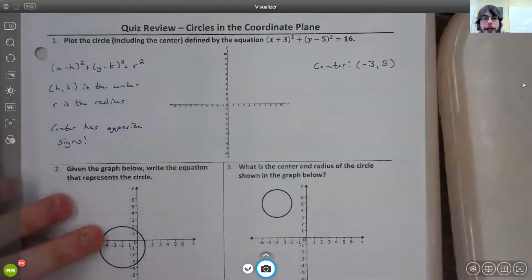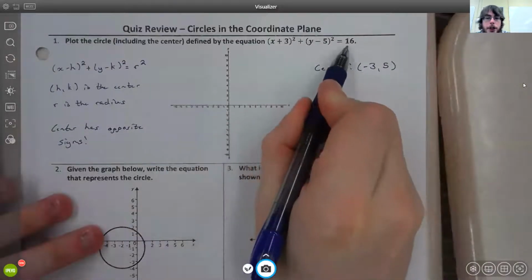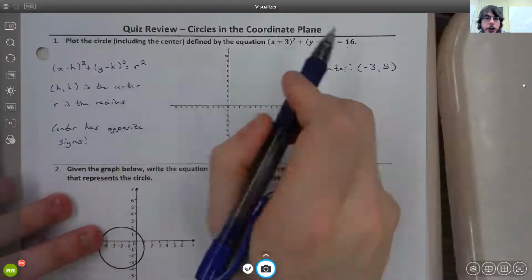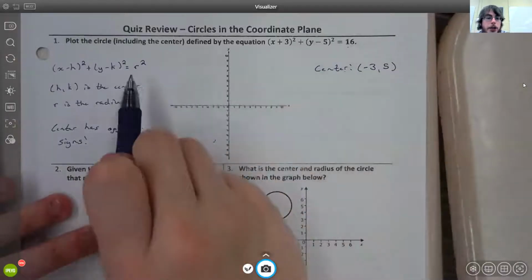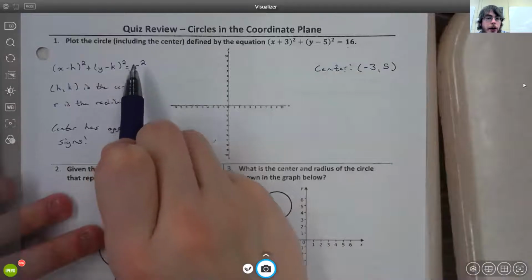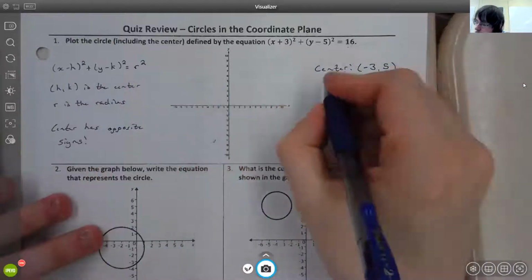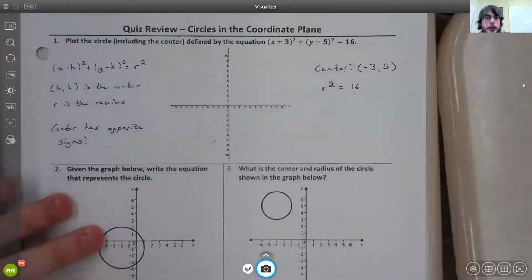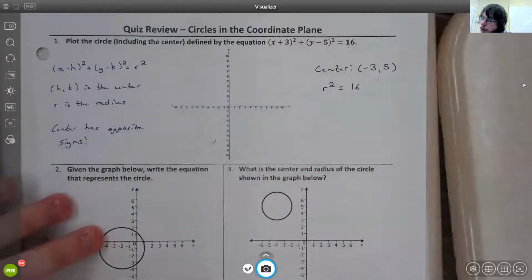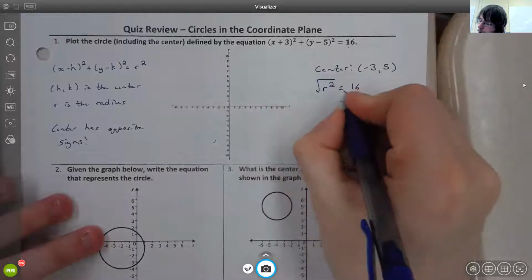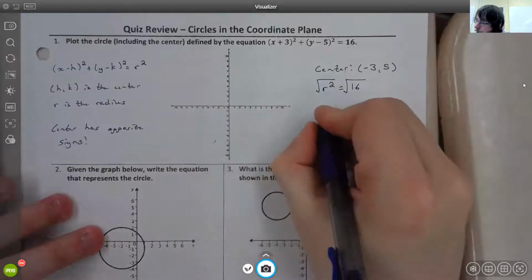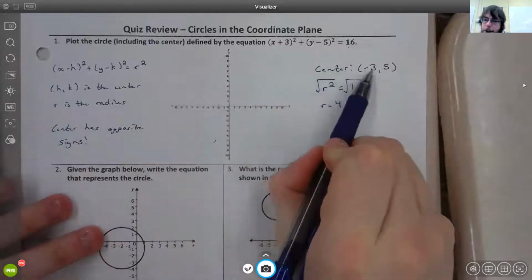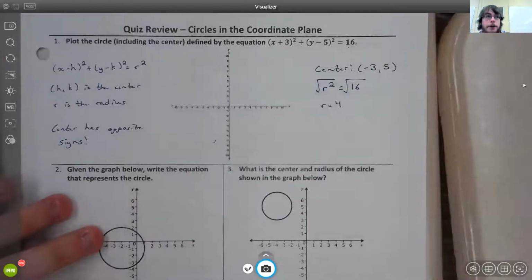Now let's look at our radius. Now, it's very tempting to say that our radius is 16 because it's like, hey, that has an r in it, so 16's it, right? But you need to make sure that you understand that r squared is 16. So we haven't found what r is yet, we only know what r squared is. So to determine what r is, we square root both sides, and the square root of 16 gives us 4. So we have a center at negative 3, 5 with a radius of 4.